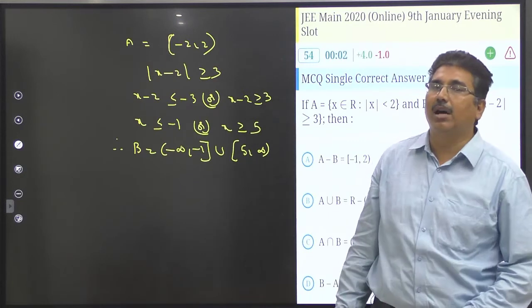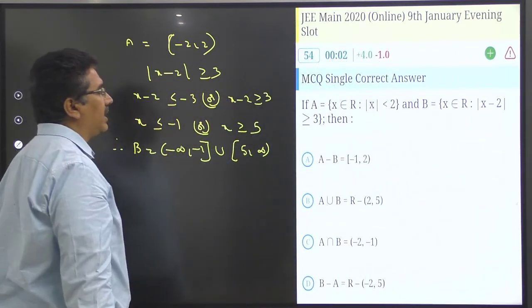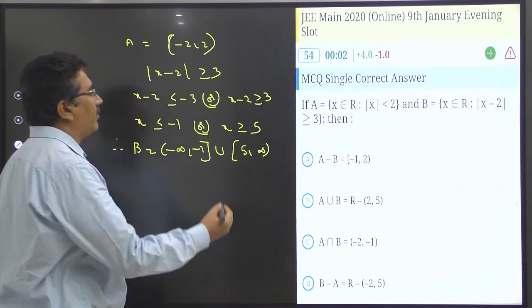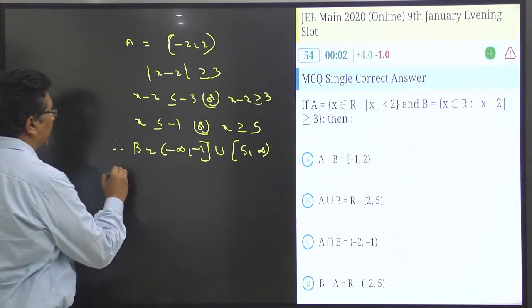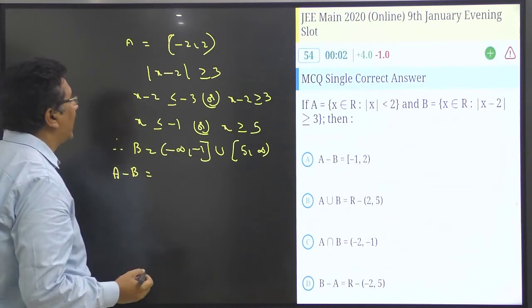Now verifying the options. Which option is true? First option: what is A minus B?